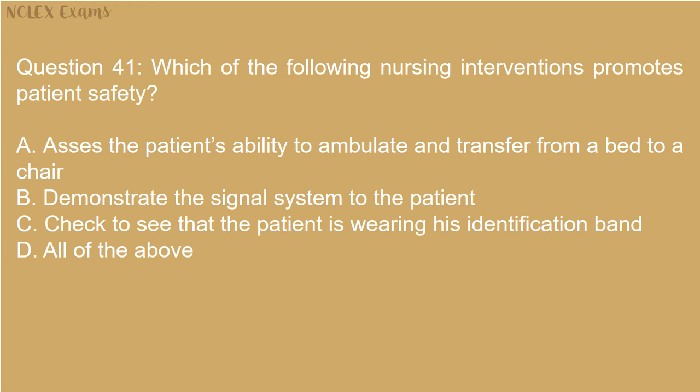Question 41. Which of the following nursing interventions promotes patient safety? A. Assess the patient's ability to ambulate and transfer from a bed to a chair. B. Demonstrate the signal system to the patient. C. Check to see that the patient is wearing his identification band. D. All of the above.